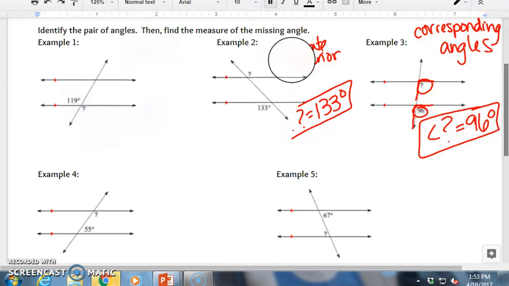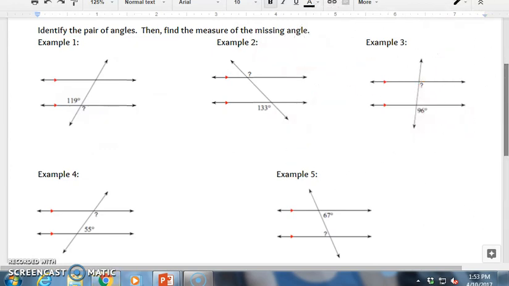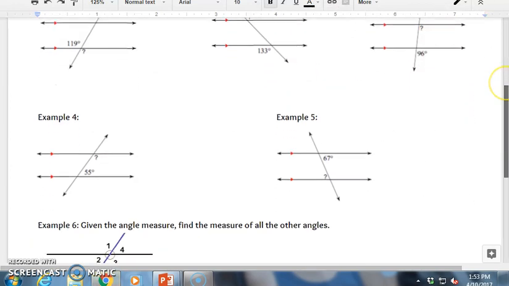I want you to pause the video and try example 4 and 5 on your own and see if you come up with the right answers.